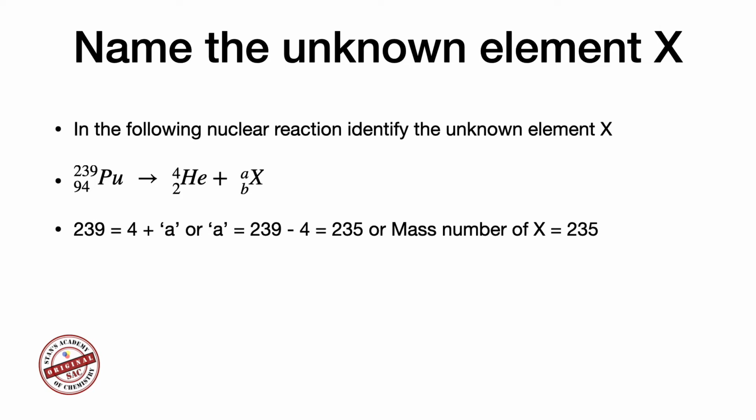Since we said the mass number on the left should be equal to the mass number on the right, 239 should be equal to 4 plus A. Or if you solve for A, it will be 239 minus 4, which is going to be 235. Or the mass number of X is going to be 235.